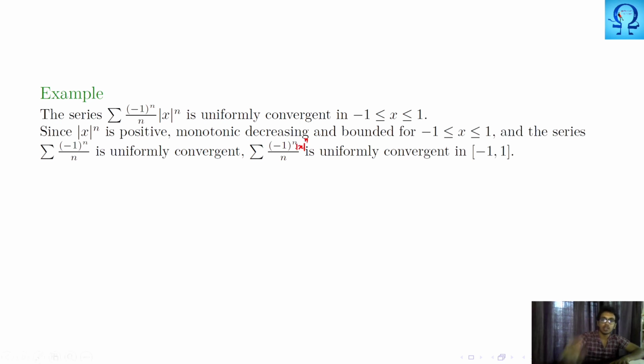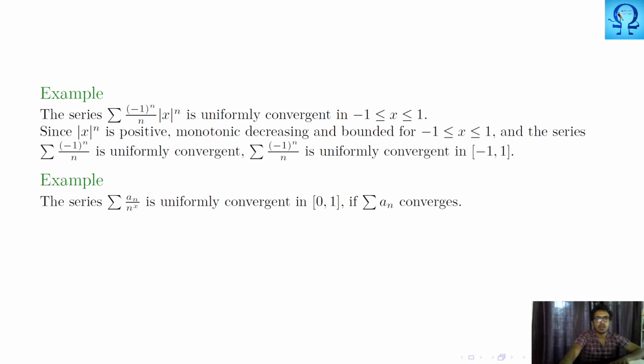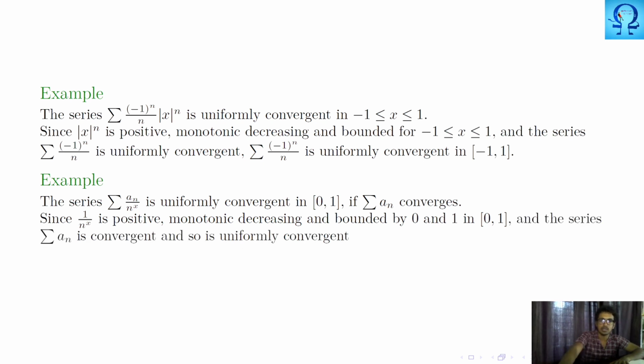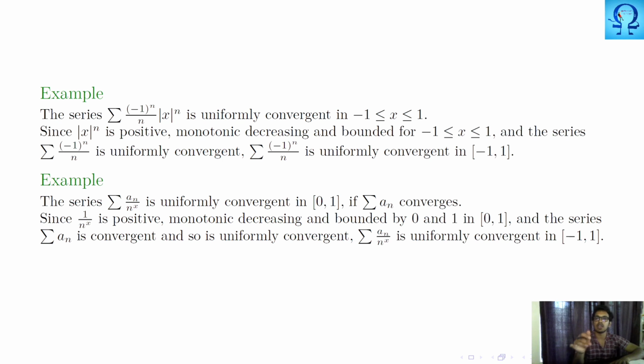also converges uniformly. And we have another series, when summation an converges, that indicates that it is converging uniformly because that does not involve x. And we observe that this 1 upon n to the power x is positive, monotone decreasing, bounded by 0 and 1 and all these things. And we apply Abel's test to confirm that summation an upon n to the power x converges uniformly.